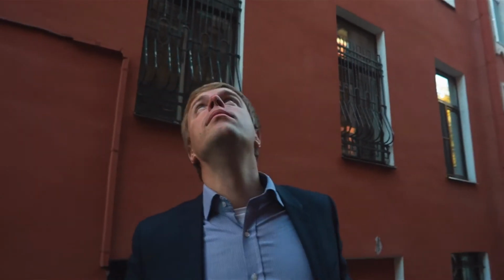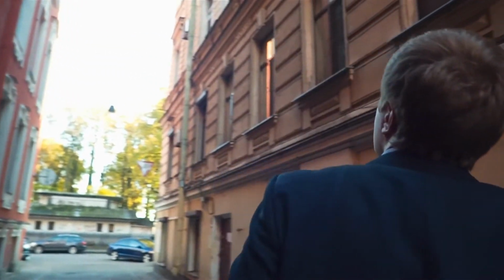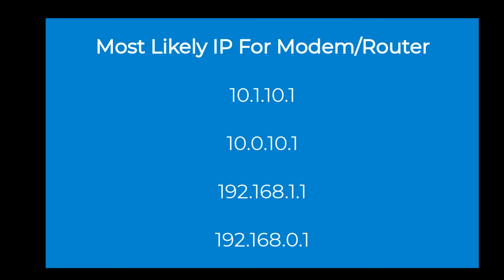We could try and figure out what the IP address is, but I'm going to give you the 4 most common ones. Almost always, I would bet $1 million every time that it's one of these 4. And that is 10.1.10.1, 10.0.10.1, 192.168.1.1, or 192.168.0.1. If it's not one of those 4, leave a comment below and I will send you back how to figure out what it is.